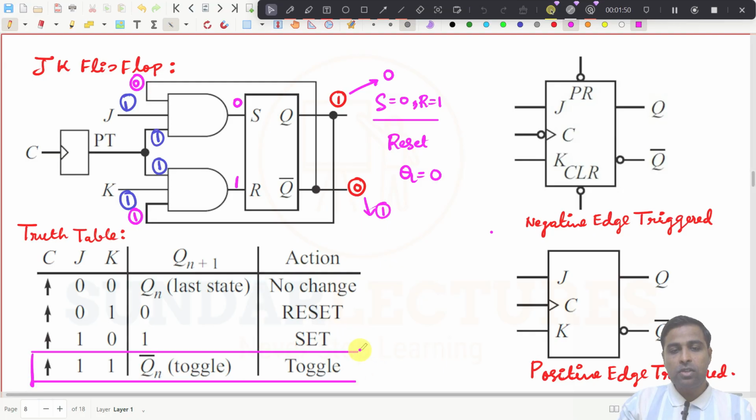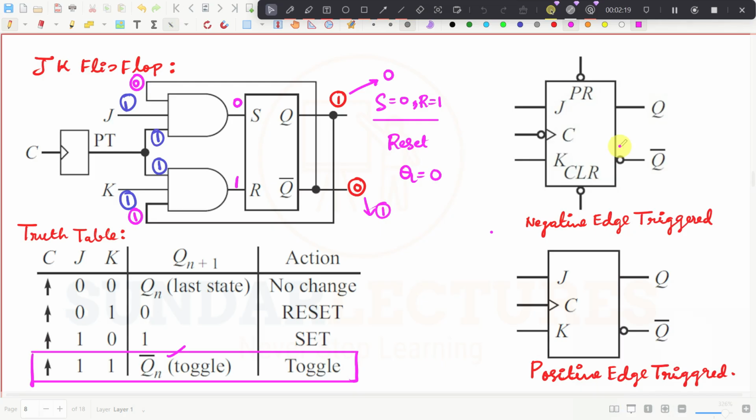See this one now. This is a toggle state. Qn bar, which means if the previous state is 1, it is going to become 0. If the previous state is 0, it is going to become 1. So that is the idea behind the JK flip flop. Now we can use all 4 conditions. You can give 0 0, 0 1, 1 0, 1 1, whatever you want, you can give here. There are no restrictions, right? That is what the JK flip flop tells us.